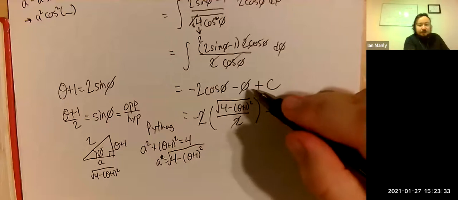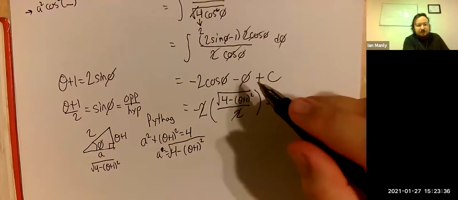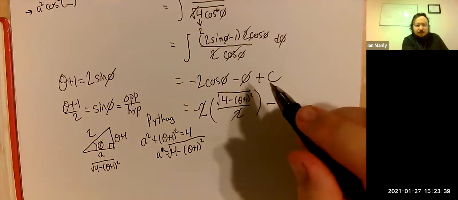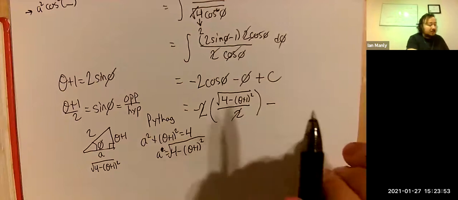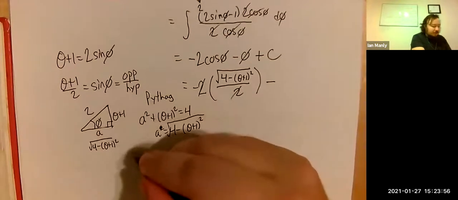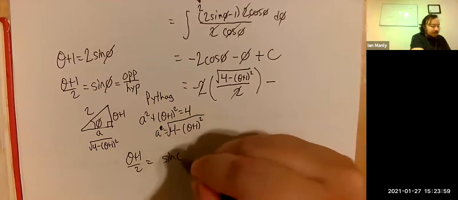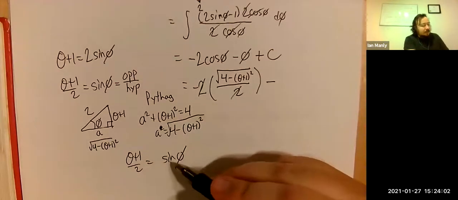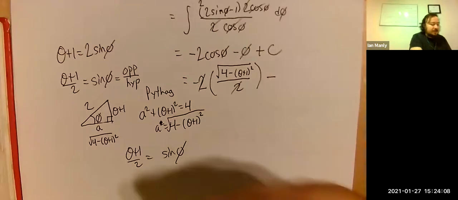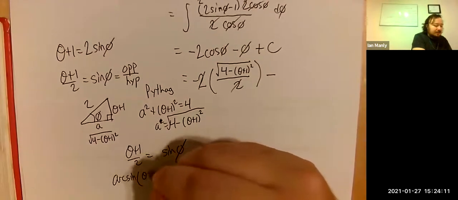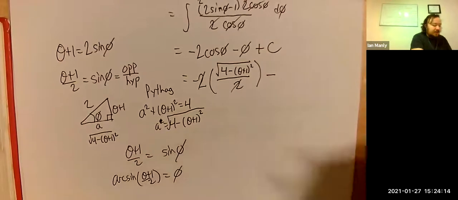Now finally, we need to get what phi is going to be. Do you guys know what phi is going to be? How do we figure that out? Just phi on its own. We're going to use the inverse functions, and we're going to use arcsine specifically. That's right. So back up here, I have written theta plus 1 over 2 is sine of phi. All right. Well, if I want to undo a sine, then I apply inverse sine or arcsine to both sides. So arcsine of theta plus 1 over 2 is phi.